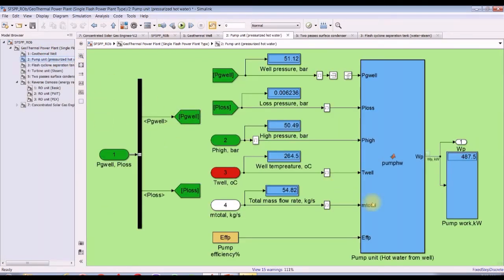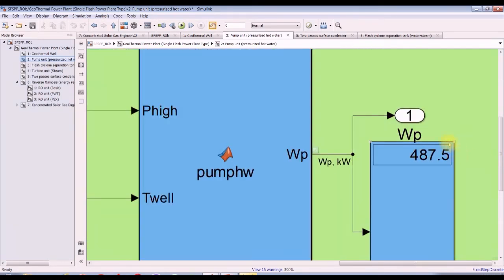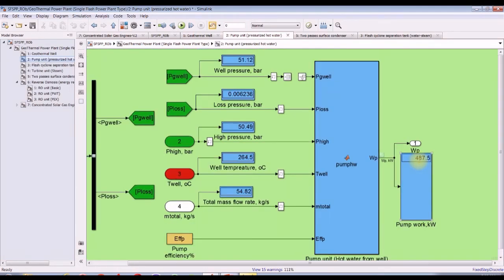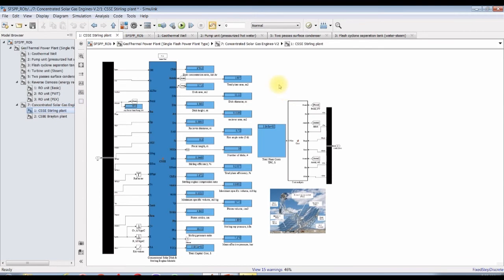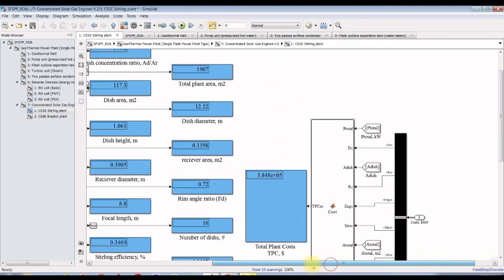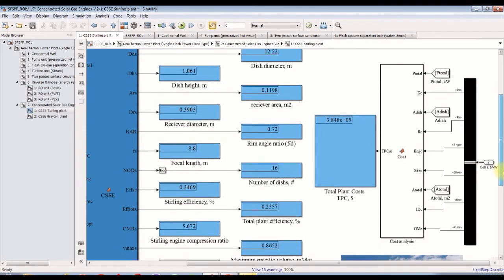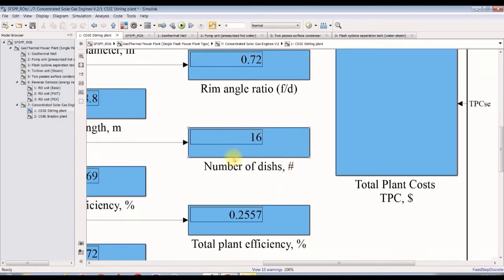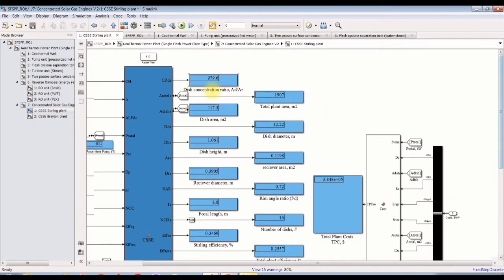Okay, pumping unit. We have to deal with 487 kilowatts. Let's see this effect on concentrated solar gas engine for the Stirling one. Let's go for the Stirling engine. For 400 kilowatts, we need 16 dishes. We need 16 dishes. Okay.